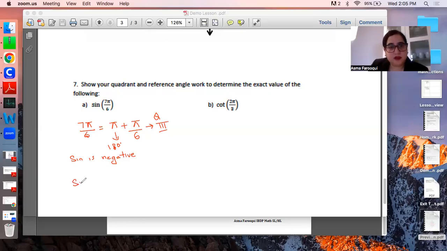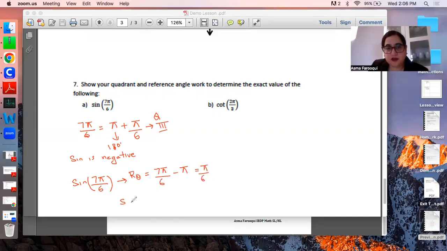So now sine of 7 pi over 6. We need to find the reference angle. In this case it's more than 180 degrees, in the third quadrant, so we're going to use the formula for reference angle. I'm going to use reference theta equal to 7 pi over 6 minus pi, as shown in the figure above. When you solve this, you get pi over 6.